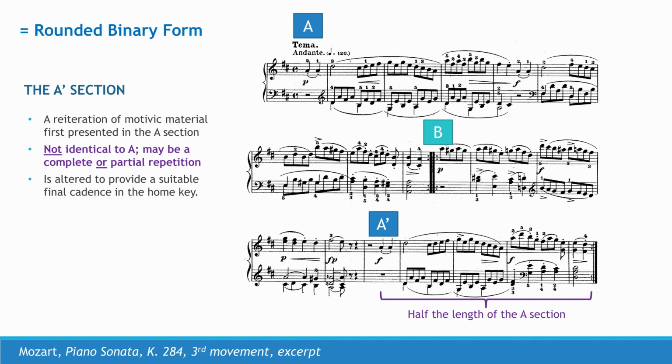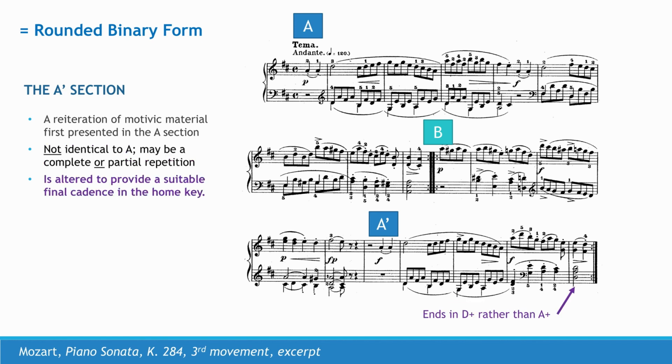It's also half the length of the A section. It's 4 bars here instead of 8 bars. And just to reiterate, it's altered to provide a suitable final cadence in the home key because it's ending in D rather than ending in A. All right, so once again, it's fitting all of the properties we expect for A prime. And that's to be expected because it's the example I chose to put in your course pack. I'm obviously going to choose examples that do the concept that I'm trying to teach.